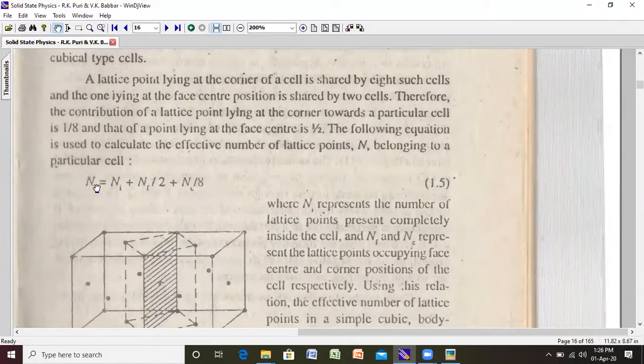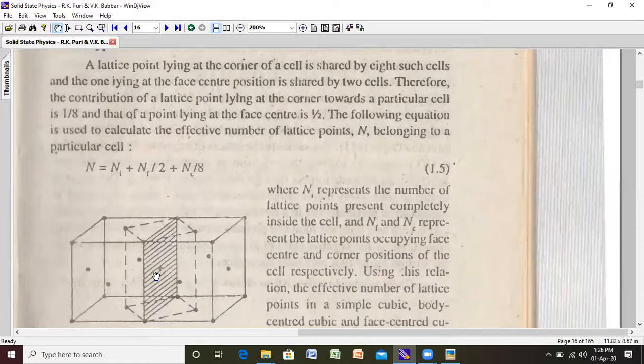So the total number of effective points in a three-dimensional system equals Ni, which has the full contribution at the center, because at the center no other unit cell shares that point. At the face, there are two sides. If there is a point, it will be shared by this unit cell as well as this unit cell. And at the corner, there are 8 positions in 3 dimensions which share this point. So a face point is divided by 2 and a corner point is divided by 8.